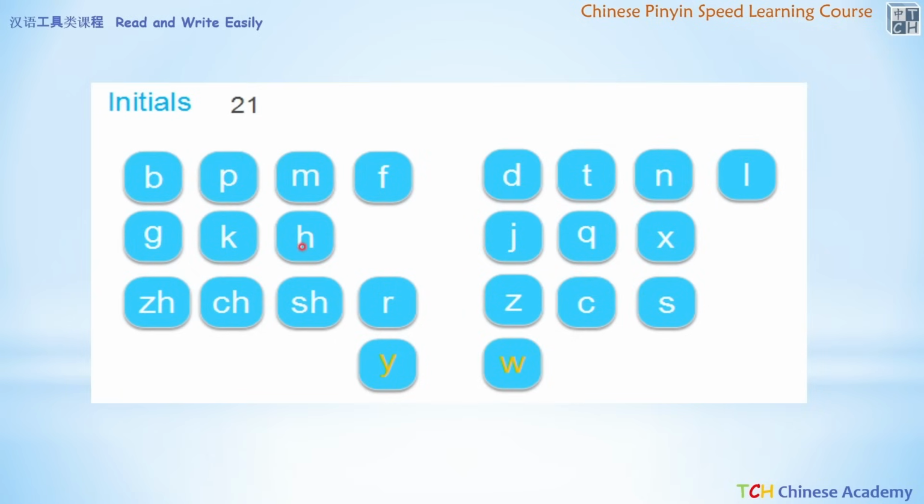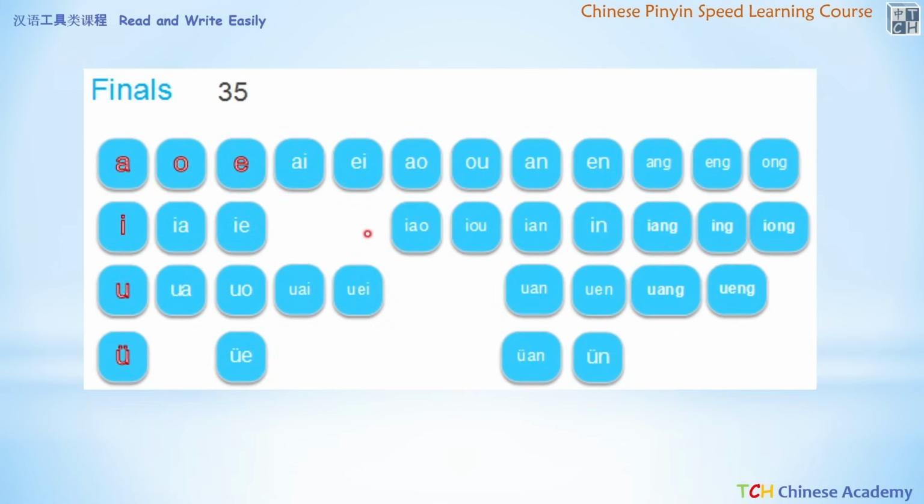Well, here are the initials, and there are 21 of them, and these two are called half initials, so they are not included in this 21. And you may also have found these 21 initials are put into different groups. They are grouped according to the positions and the ways how they are pronounced. And here are the 35 finals.